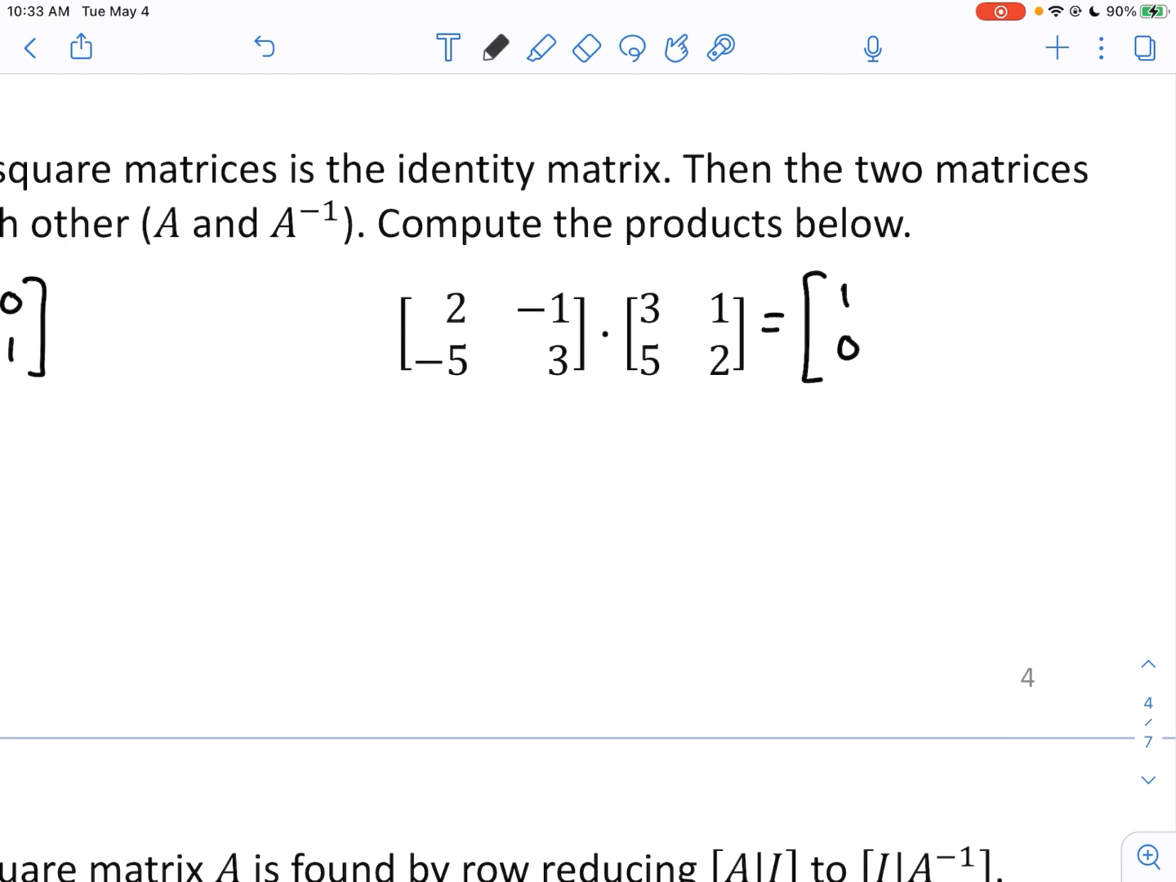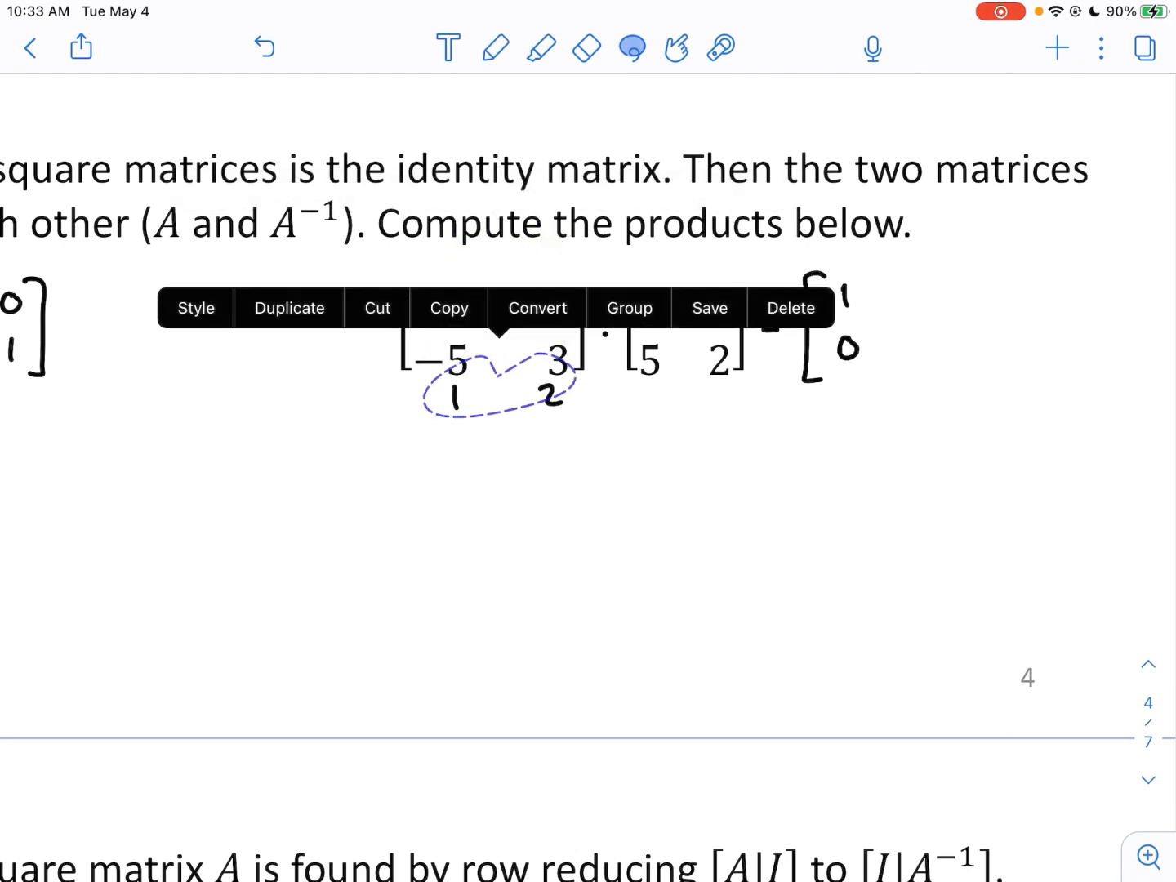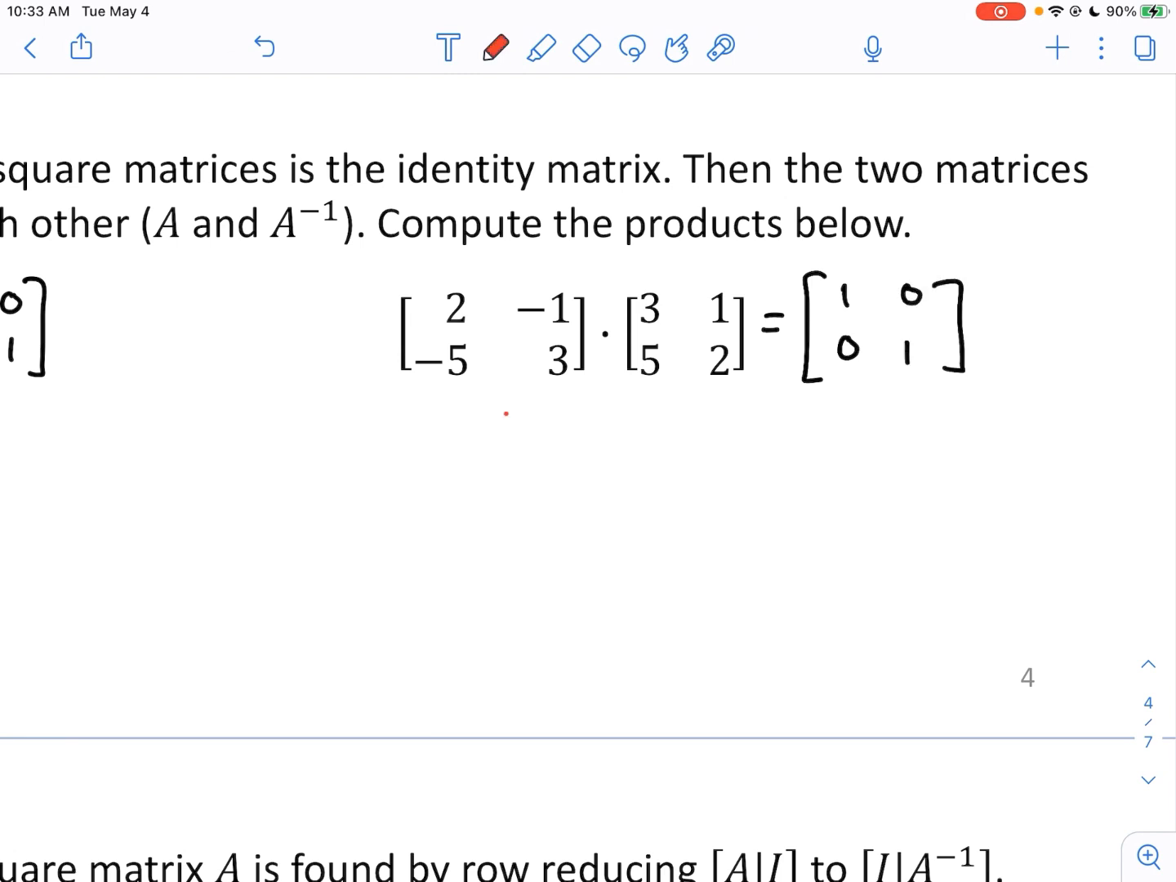Now let's take the 1, 2. 1, 2 drops down here. We're going to get 2 minus 2 is 0. And then we're going to get -5 plus 6 is 1. So we do get 0, 1. So we got that B times A also gave us the identity matrix.